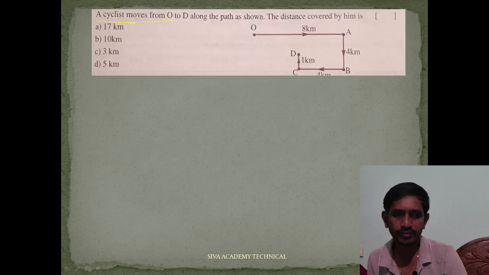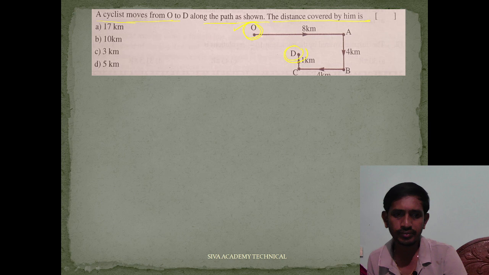The cyclist moves from O to D. So where is O? This is O, this is D. So O is the starting point, D is the ending point. And go back to the question here. Along the path as shown, the distance covered by him is... So what is the distance covered by the cyclist?